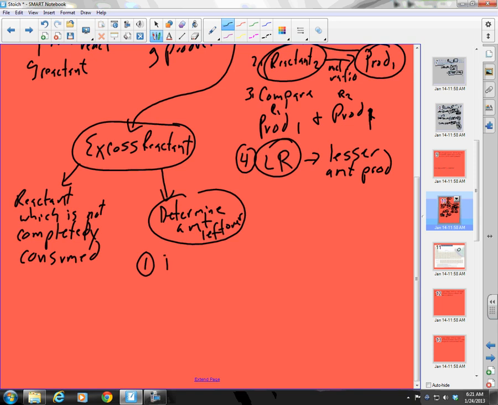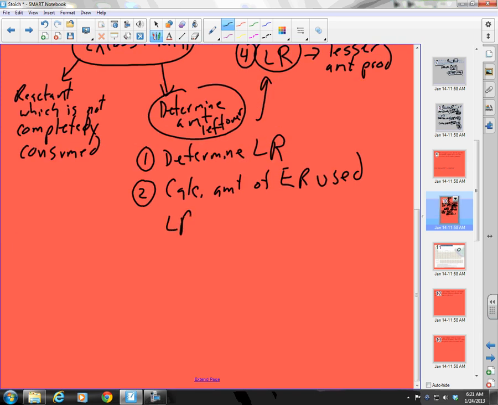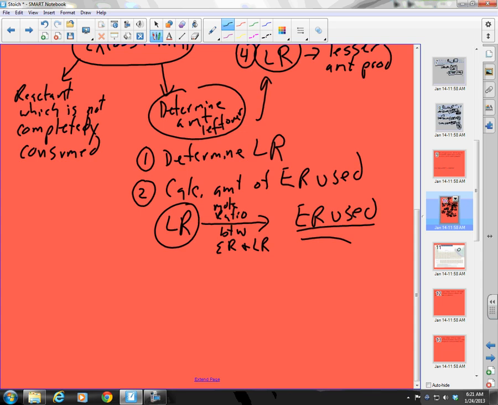Well, step 1, we want to determine our limiting reagent, so we're going to do all this stuff up there. Step 2, we want to calculate the amount of excess reagent used. How am I going to do that? I'm going to take my limiting reagent and use my mole ratio between my excess reagent and my limiting reagent. That will tell me how much of my excess reagent was used. So I use my limiting reagent and stoichiometry to calculate how much excess reagent is used reacting with my limiting reagent.